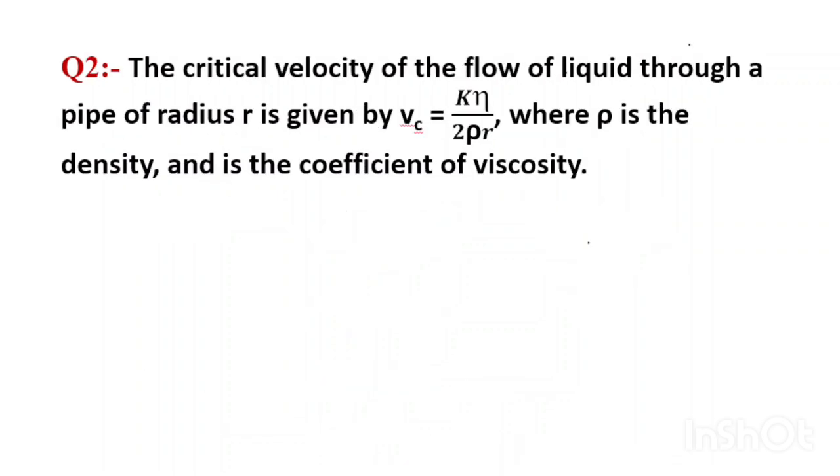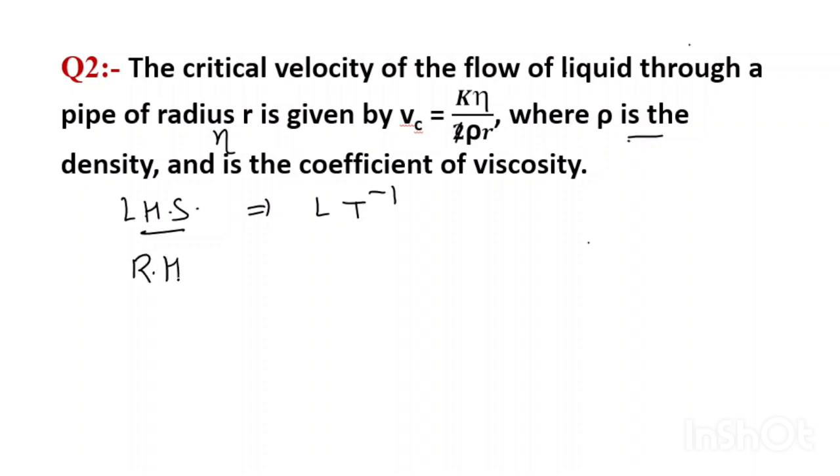Now come to second question. The critical velocity of the flow of liquid through a pipe of radius r is given by Vc equal to k eta upon rho r, where rho is the density, eta is the coefficient of viscosity and r is the radius. Now we start the solution. On the left hand side, this is the critical velocity and the dimension of critical velocity is L T minus 1.